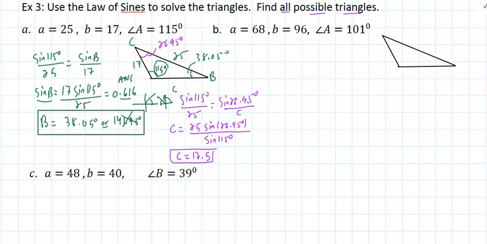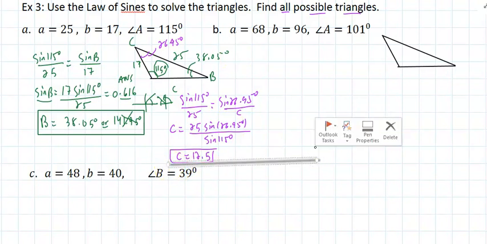Now, if I really look at the sides, they should make sense. The smallest side should be opposite of the smallest angle, and the biggest side should be opposite of the biggest angle. And that makes sense.